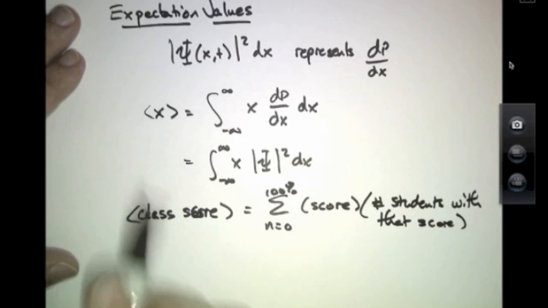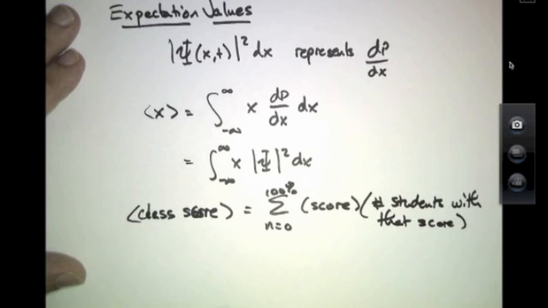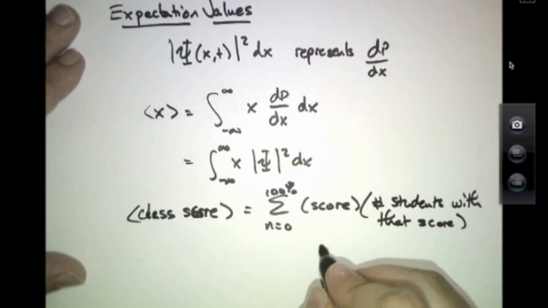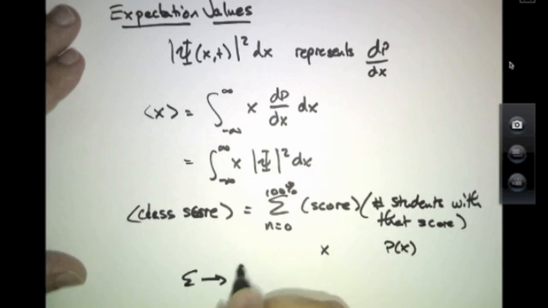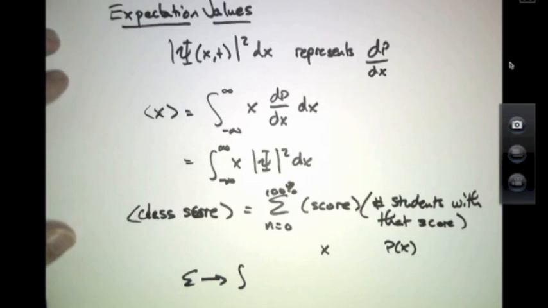And the integral up above here is kind of like a limit of this. This represents something like x, and this represents something like p of x. And all I'm doing is taking the limit where the sum goes to an integral. So in that sense, my calculation of an average or an expectation value is no different than something we're used to in ordinary statistics.